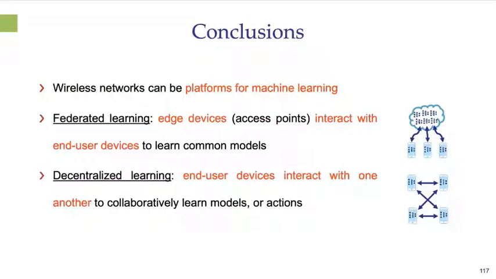All right, so let me wrap up this final part of the tutorial, and then I'll wrap up the tutorial. First of all, we've been talking here about using wireless networks as platforms for machine learning. We talked about federated learning, where edge devices like access points interact with end user devices to learn common models. Then we talked just now about decentralized learning, where the end user devices interact with one another to collaboratively learn models or actions in the case of reinforcement learning.